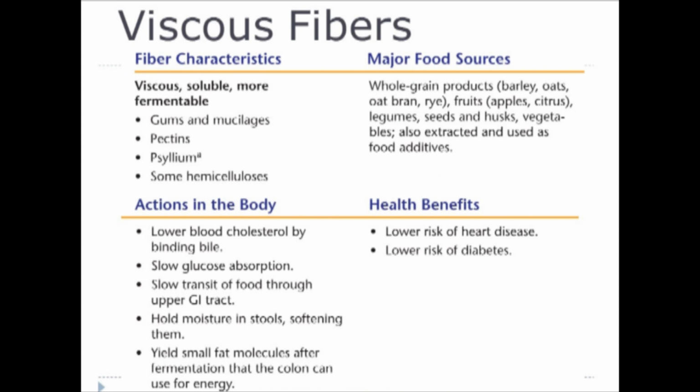There's also a slow transit of food through the upper GI tract with soluble fibers. It holds on to the moisture in the stool because it's water soluble, and consequently has an effect of softening the stool. And we'll see later on how that influences the GI tract in a very positive way by decreasing the risk of diverticulosis. So soft stool in the GI tract really decreases what we call intraluminal pressure within the GI tract.